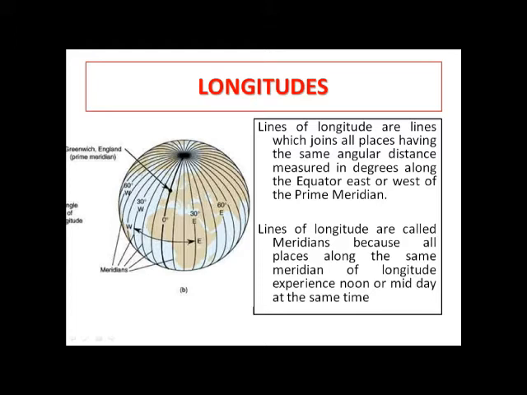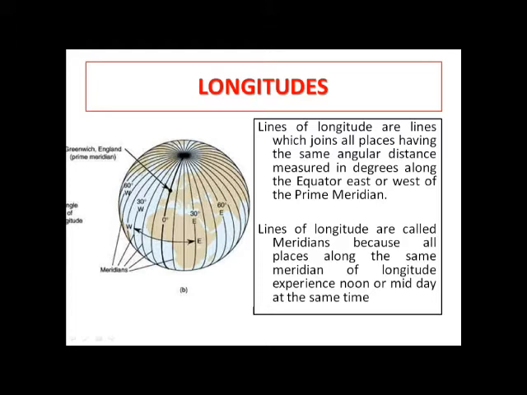degree. So we can say lines of longitude are lines which join all places having the same angular distance measured in degrees along the equator, east or west of the prime meridian. And we can also say that lines of longitude are called meridians because all places along the same meridian of longitude experience noon or midday at the same time.